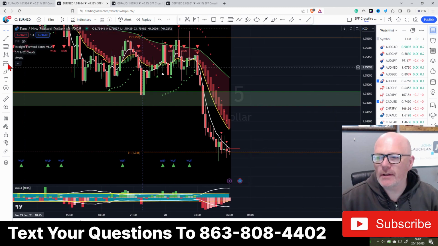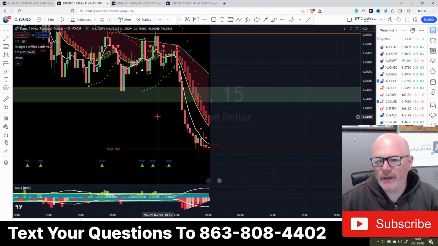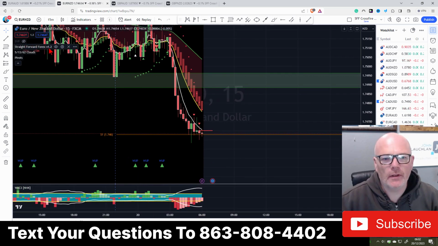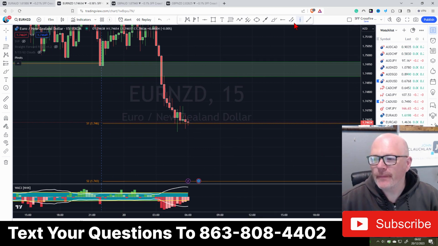Our next one, Euro NZD. So you can see how noisy it is when you've got the indicator on. So again, just taking these off makes it really nice and clean.